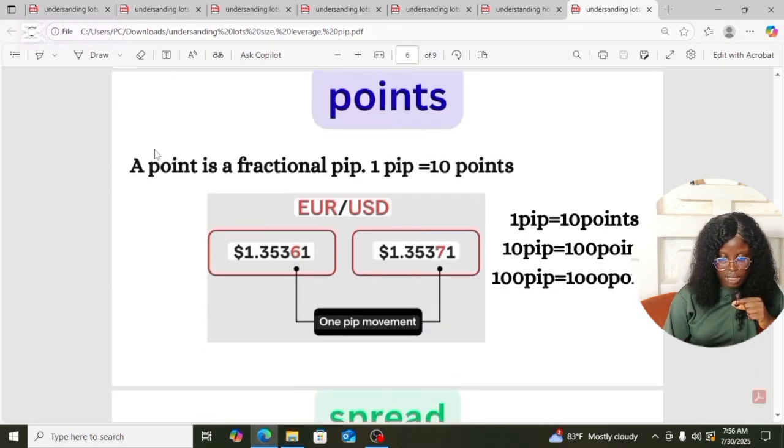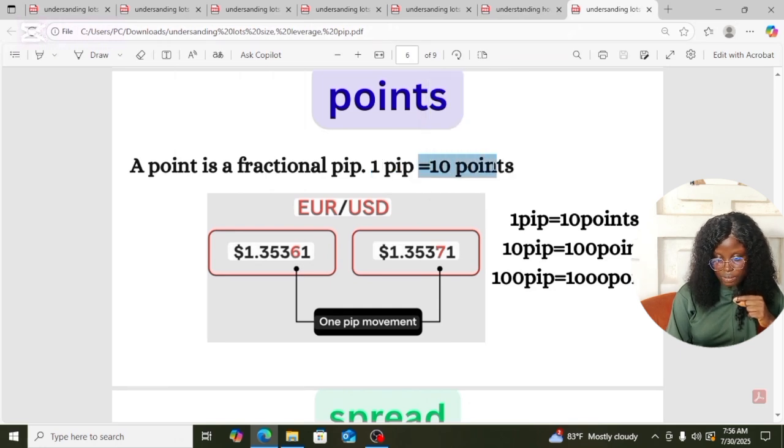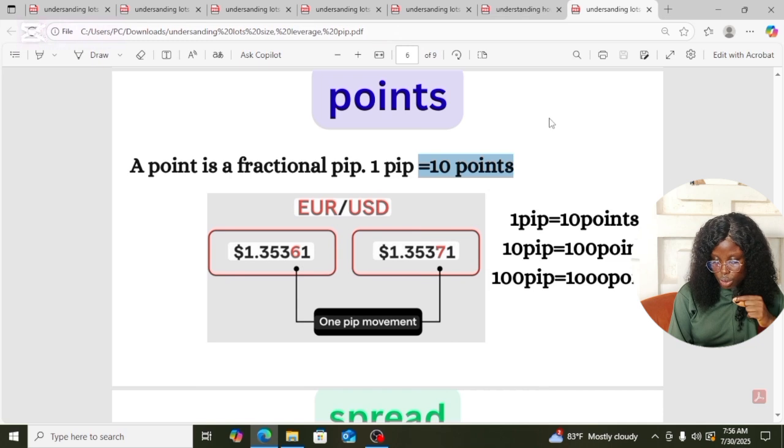What is a point? A point is a 1/10 of a pip. You understand? A point is a fractional pip. So 1 pip is equal to 10 points. When we start placing trades, you will understand what I'm trying to say very, very well. Okay, so a point is the 1/10 of a pip. A point is a fractional pip. So 1 pip is equal to 10 points.